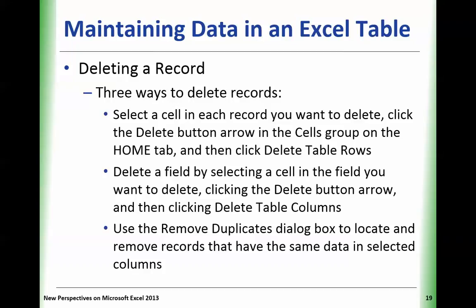There are 3 ways to delete records. We can select each record independently, click it, and click the delete button. You can delete an entire field by selecting a cell in the field you want to delete, clicking the delete button arrow, and clicking delete table columns. You can use the remove duplicates dialog box to locate and remove records that have the same data in selected columns. Remove duplicates is an incredible tool and will be extremely helpful to you.